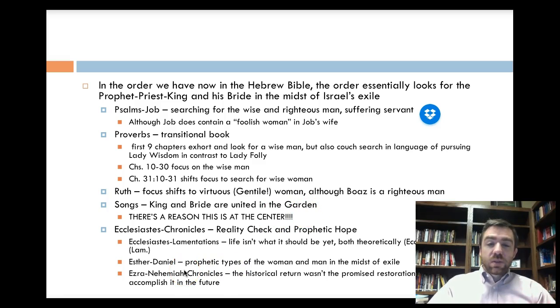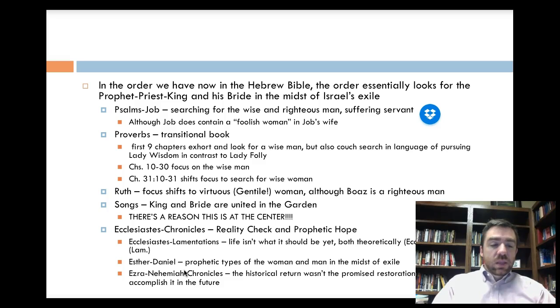In Esther, Daniel, we get prophetic types of both the man and the woman. So, sort of like the former prophets look forward by reminding us of what's already happened. Same thing with Esther, Daniel. They're pointing us forward to the woman and the man who will renew God's people. And then Ezra, Nehemiah, and Chronicles remind us that even though Israel has been brought back by King Cyrus, we're still waiting for the real return from exile.